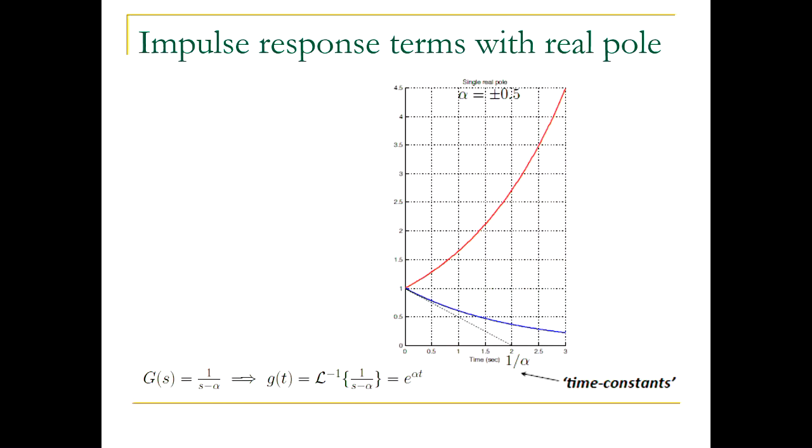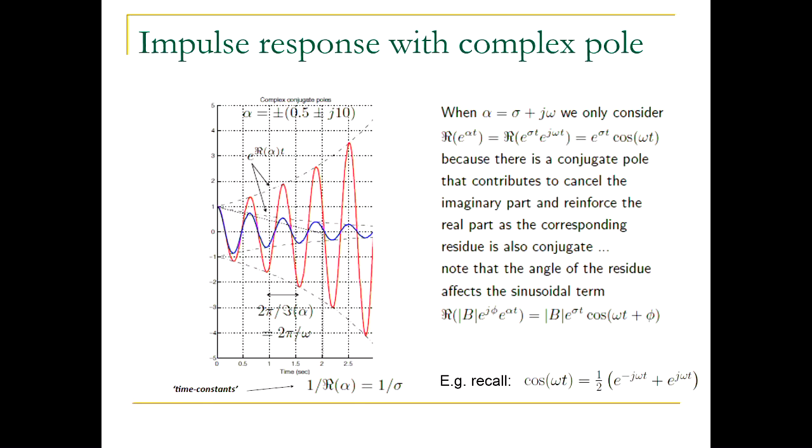So you take, now this blue line is no longer the response, it's the envelope of the response, and you take the tangent on that envelope, and that will be the time constant again. So this time constant here is related again to the real part of the pole, sigma, okay?